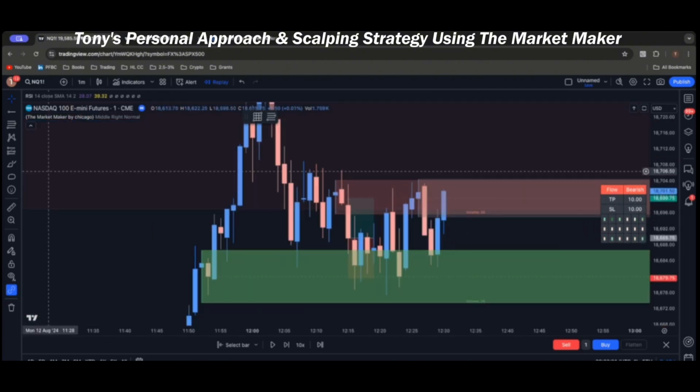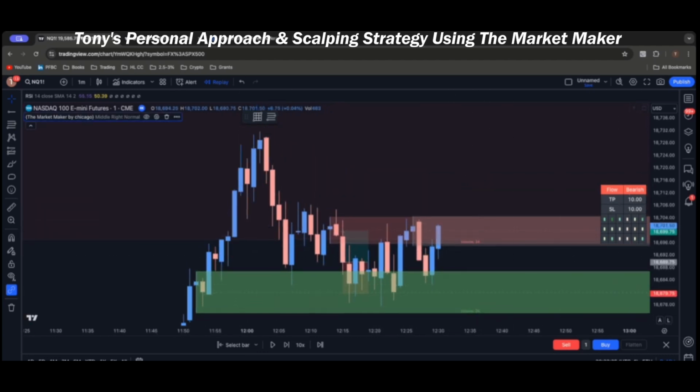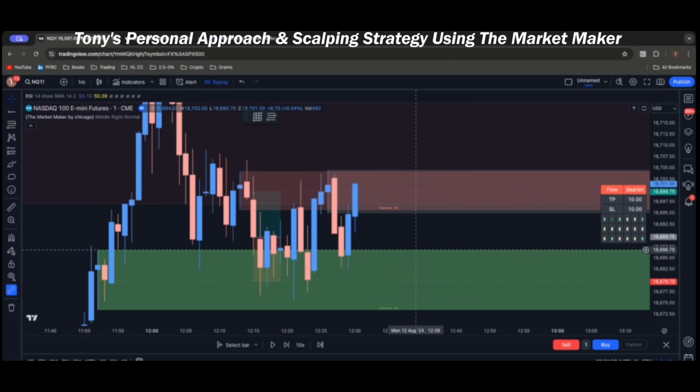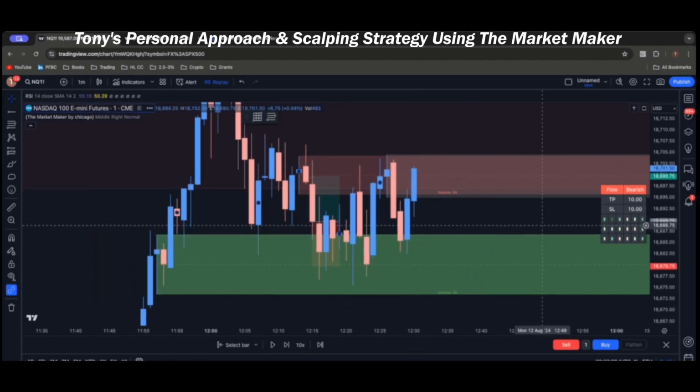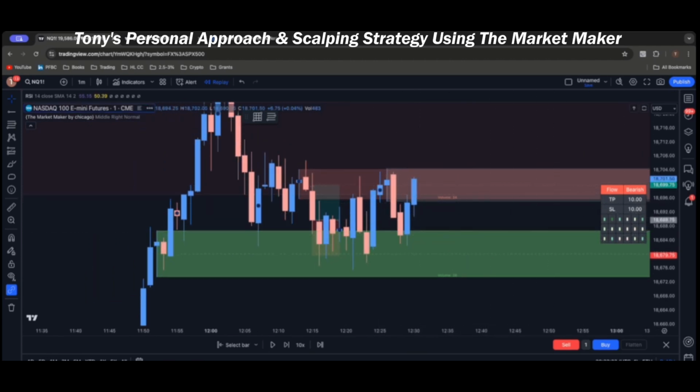So yeah, the other examples I had were just good reasons why not to use a hard stop loss and use a looser stop loss on that. But that is pretty much how I use this tool to make money on NQ.